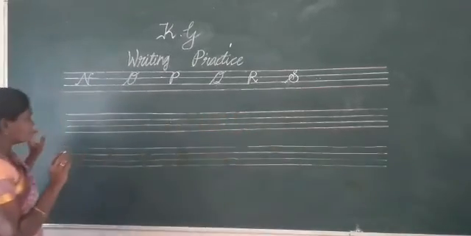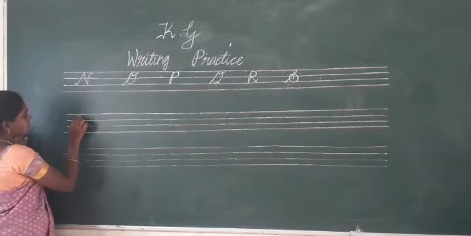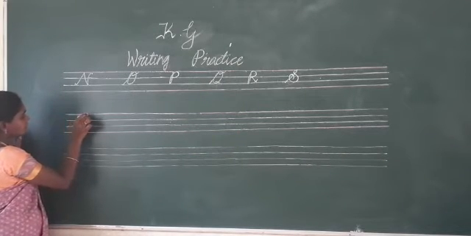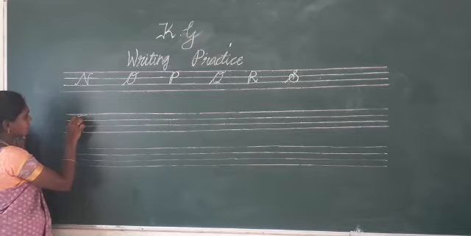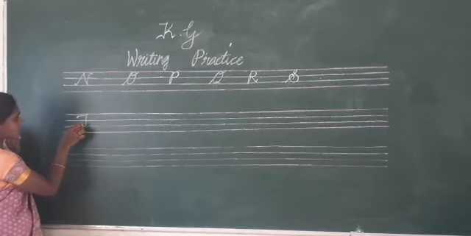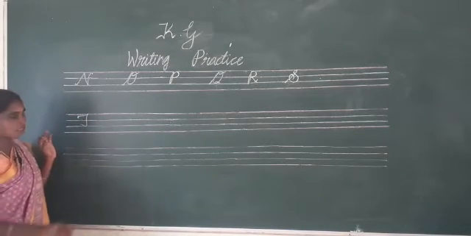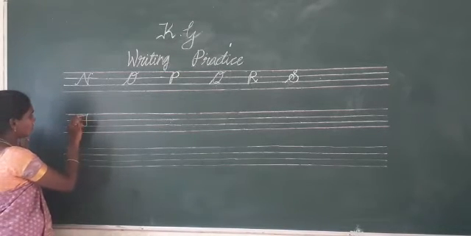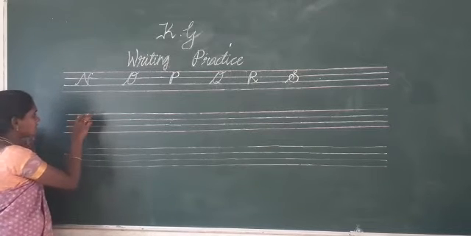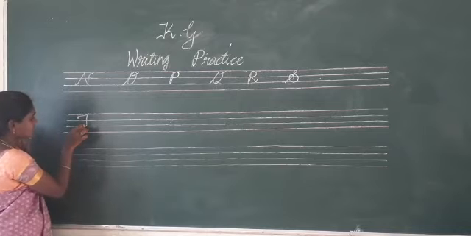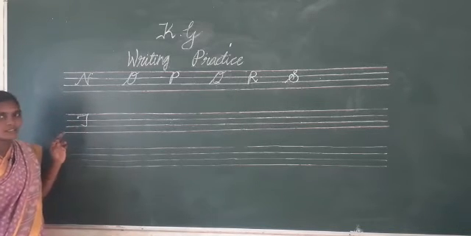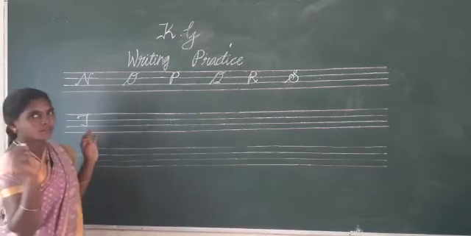Next to S is T. So, just draw a small loop and a little bit slanting and draw a straight and just a small curve. A small loop and a slight slanting, a straight and just a small curve like this. Okay, this makes the letter T. Okay children?